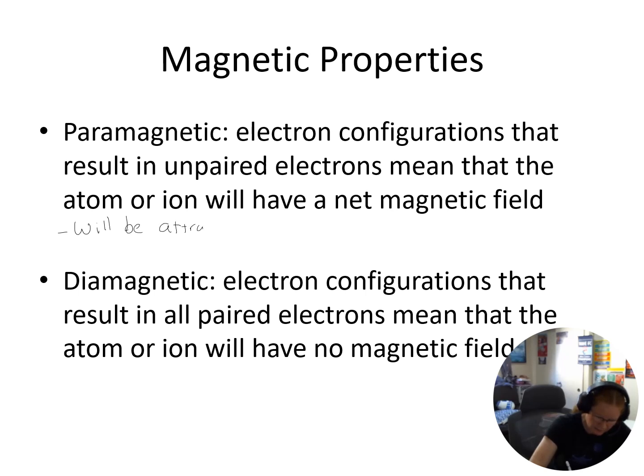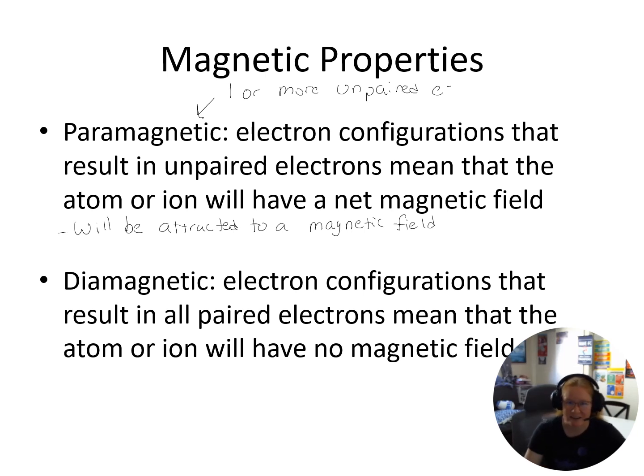this will be attracted to a magnetic field. When I say result in unpaired electrons, this is one or more. It only takes one unpaired electron for something to be paramagnetic. As long as you have at least one unpaired electron, there will be a net attraction to a magnetic field. Whereas diamagnetic, everything is paired up.